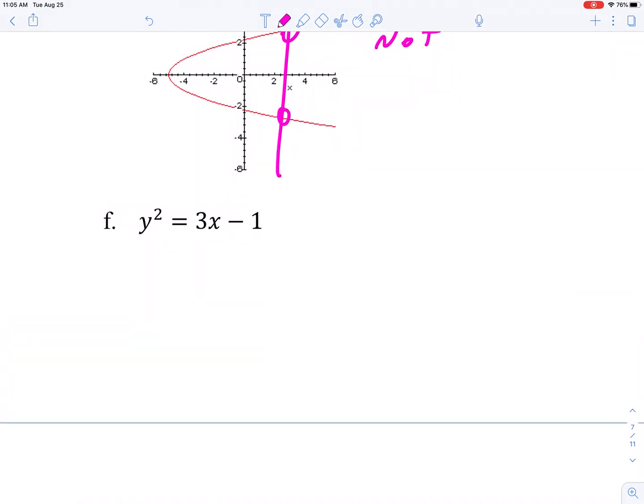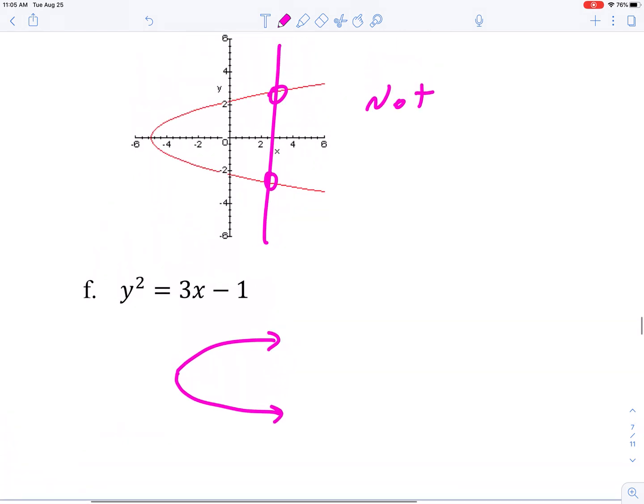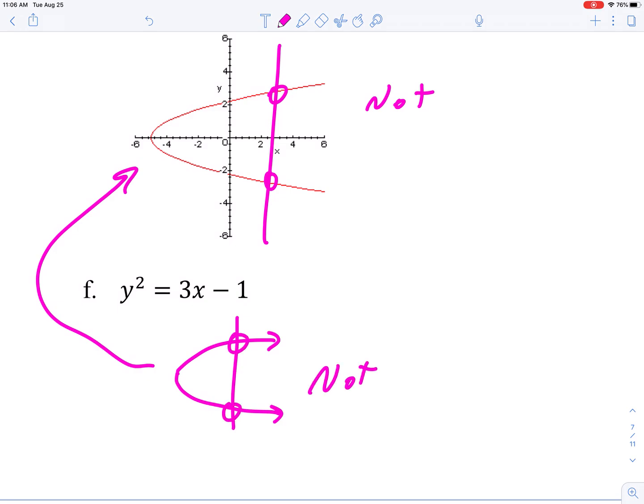Now, part F here. So this is one you may or may not have seen before. Usually we're used to y equals something with an x squared on the other side, right? But this time the y is squared. This is something you're not going to run into all that much unless you move on to pre-calculus and calculus and beyond. But if you graphed this, it would be a sideways parabola. In other words, it's going to look like that guy. All right, that's a sideways parabola. Well, we just said that one does not pass the vertical line test, so that one is not a function.